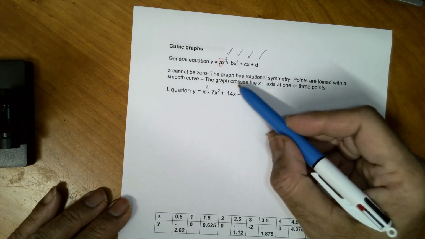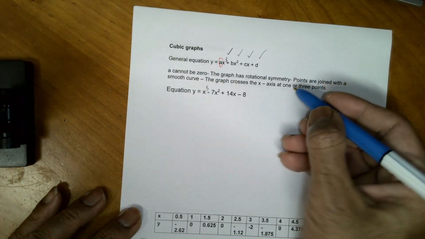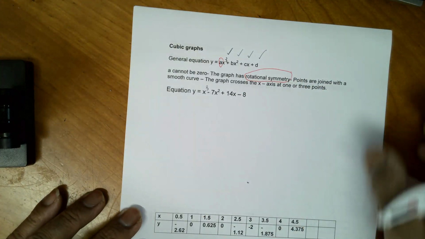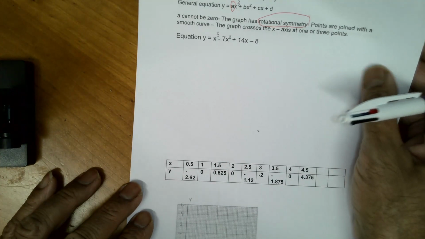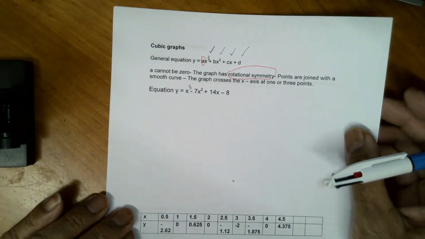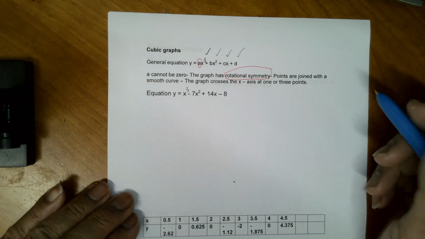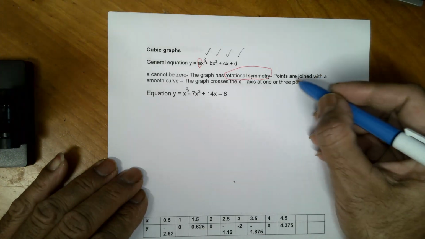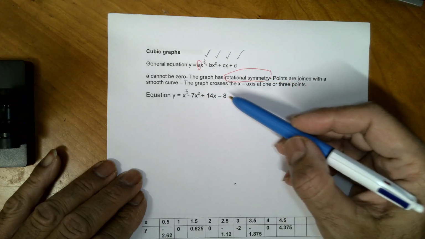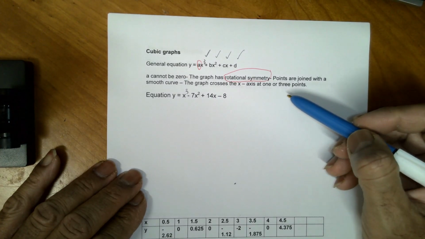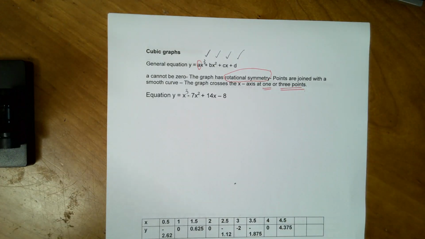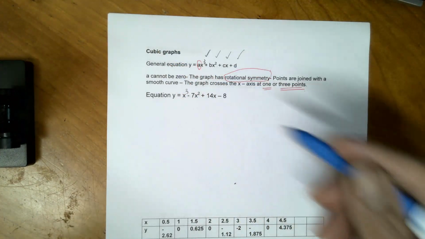The graph has a rotational symmetry. I will explain that as well once the graph is done. I have a graph here at the bottom, so we'll go through that later once we plot all the values. Points are joined with a smooth curve like the previous one, and the graph crosses the x-axis at 1 or 3 points. So we will see how your cubic graph will look like.